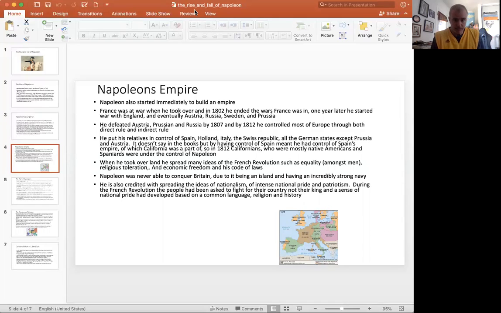So when he took over in 1802 and made himself full emperor, the French were already at war with England. And eventually this war will expand, and the French will go to war now with Austria, Russia, Sweden, and Prussia. Basically, all of Europe is going to go to war with Napoleon during this period.